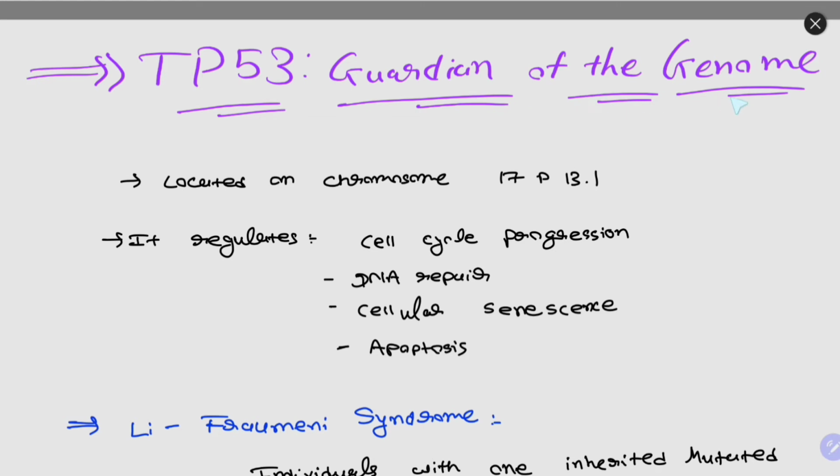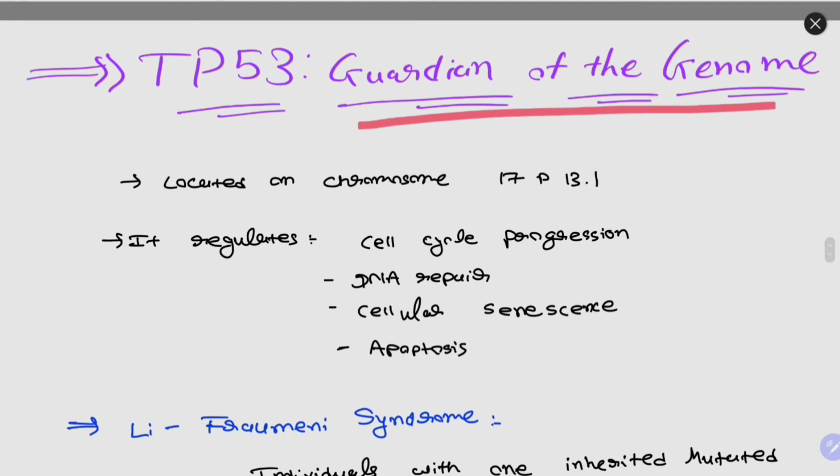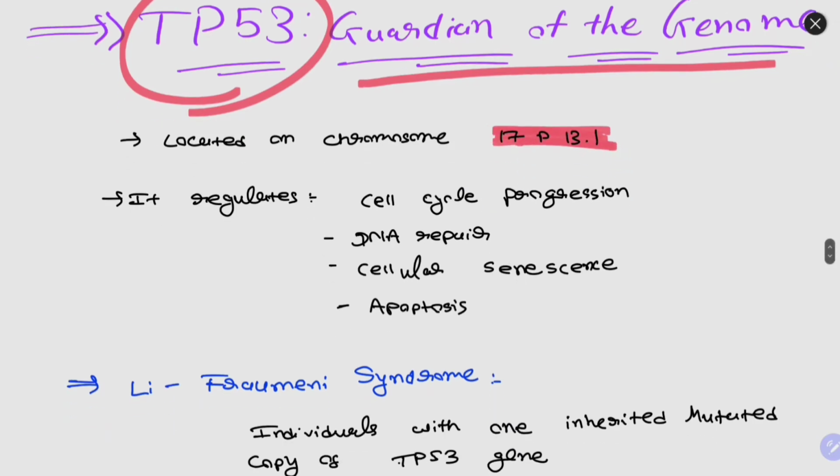Yes guys. So guys, let's talk about the other tumor suppressor, which is TP53, and it is also known as the guardian of the genome. Guys, these names are important. This TP53 is known as the guardian of the genome, while retinoblastoma was known as the governor of proliferation. Okay guys, so let's talk about the TP53 gene. This TP53 gene is located on chromosome 17p13.1.